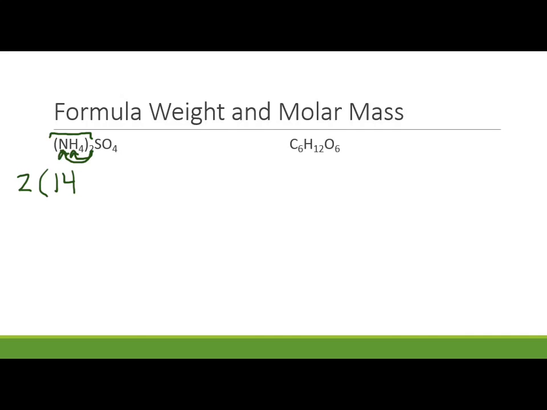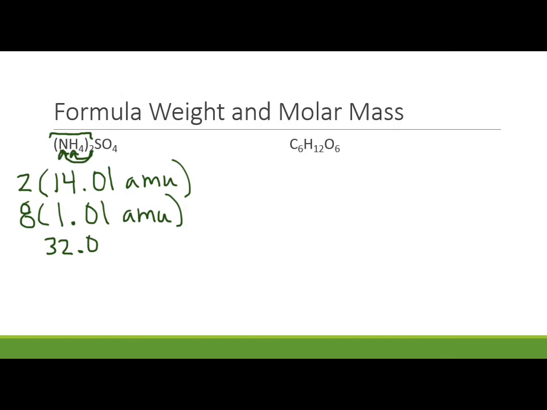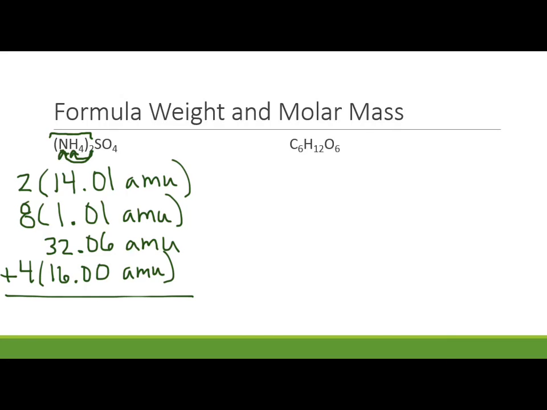So nitrogen is 14.01 AMUs, and we happen to have 2 of those. We have 8 hydrogens at a mass of 1.01 AMU. And again, don't worry if your periodic table says 1.0079 AMUs. It won't matter once we add and round to sig figs. So let's see, sulfur comes out to 32.06. And we also have 4 oxygens at a mass of 16 AMUs each. If we add this whole thing up, let's see what we get.